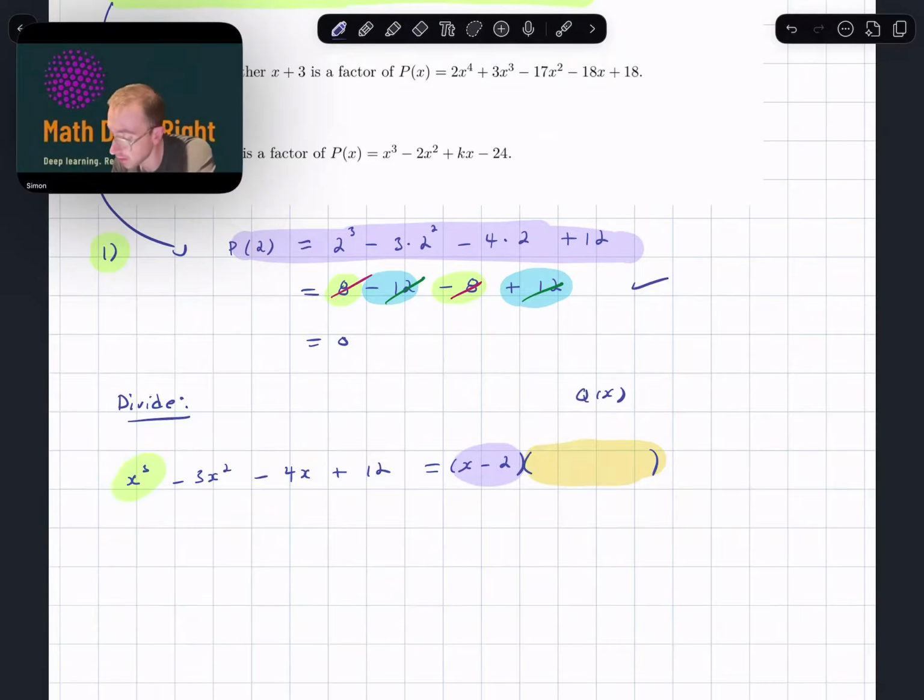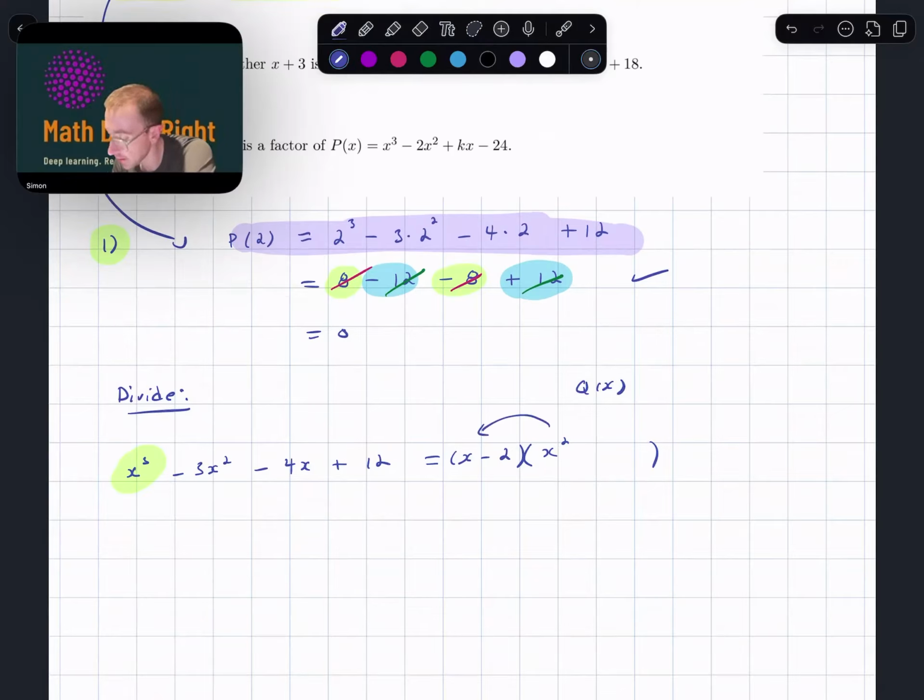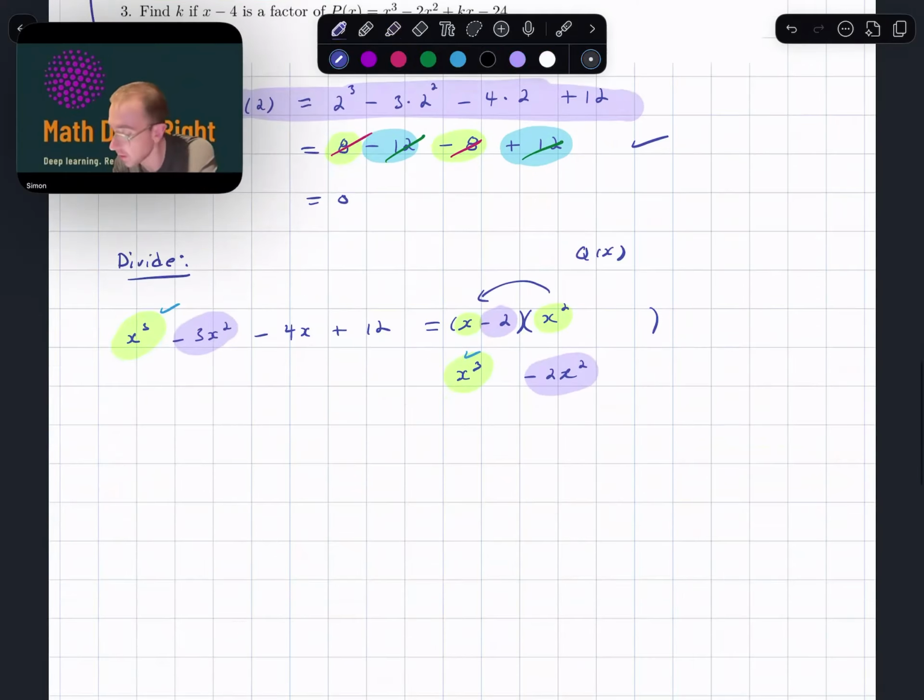And we do the same thing we do every time with this. We put x squared here to multiply by the x and get the x cubed that we're trying to match there. So this is going to be x cubed when we multiply these together. And then, of course, the x squared multiplies by the negative 2 and gives us negative 2x squared. We're trying to get negative 3x squared. So the next term that we get out of this process has to be negative x squared. What do we multiply x by to get negative x squared? Well, it's going to be negative x. So that's the next thing that goes in the bracket.